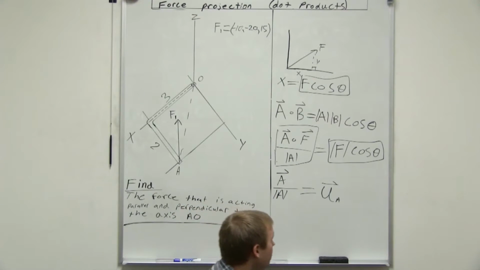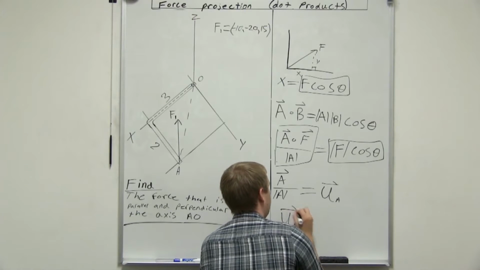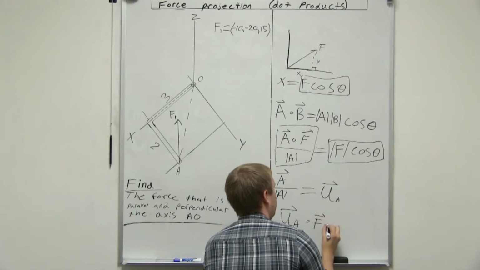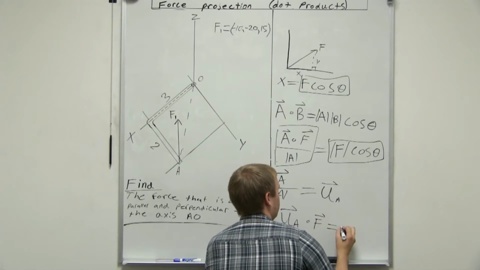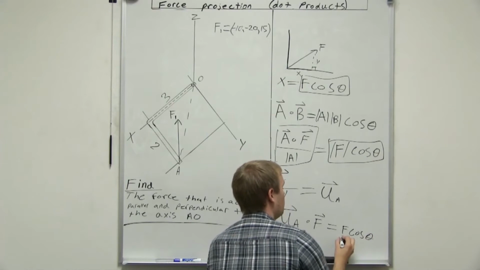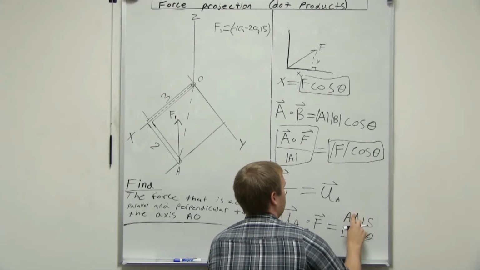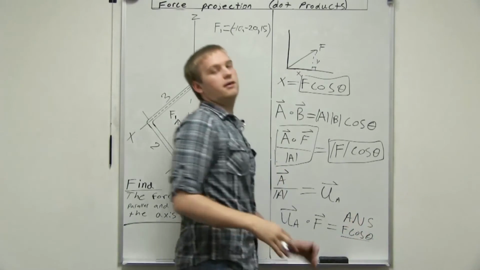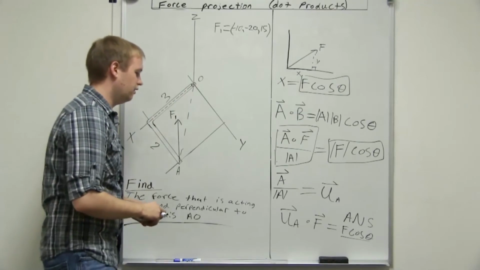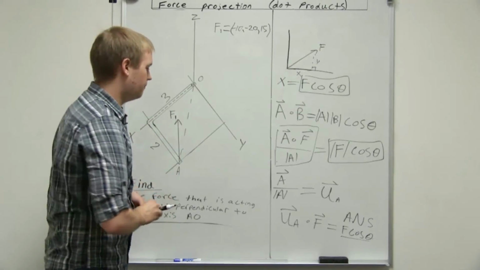Okay, so then what we have now is the unit vector of A dotted with the force vector equals F cosine theta, or our answer that we're looking for, the parallel component of the force. So this force projected onto the axis. So that's half of our answer. That's the parallel component. Okay.